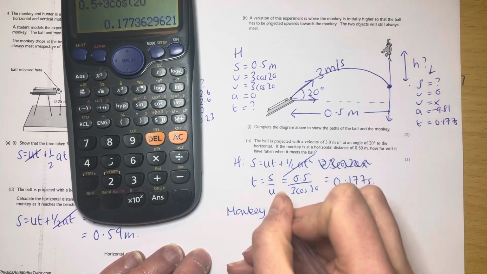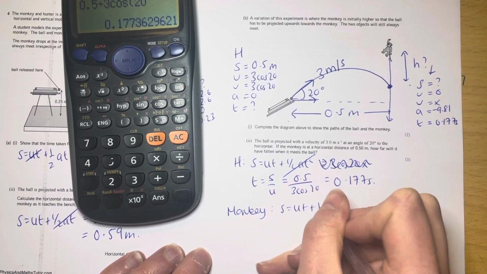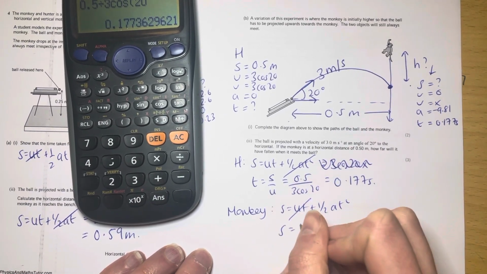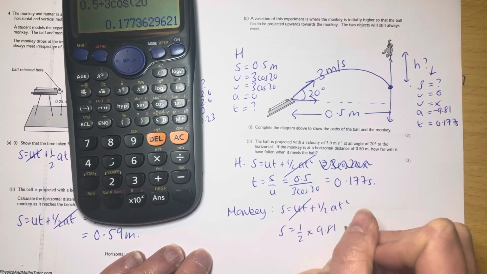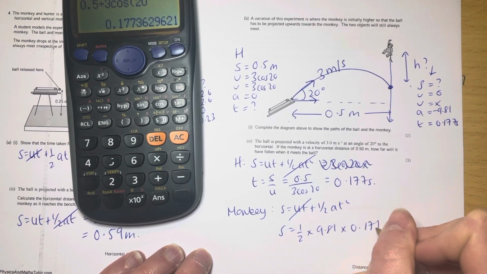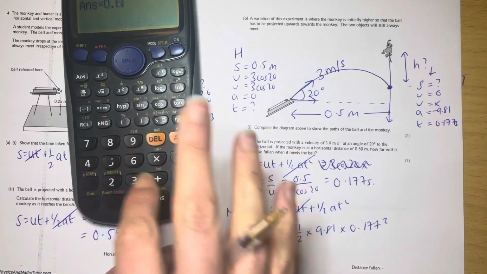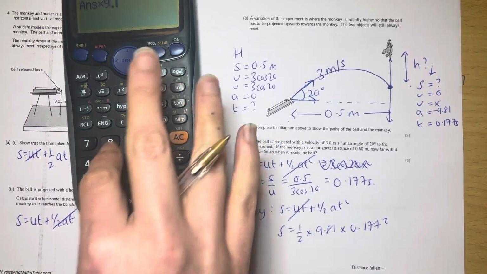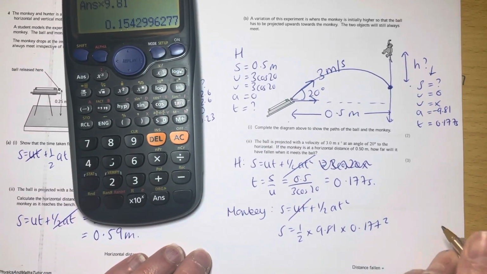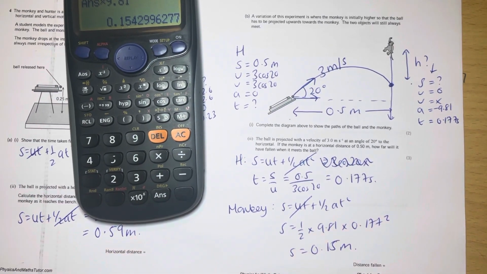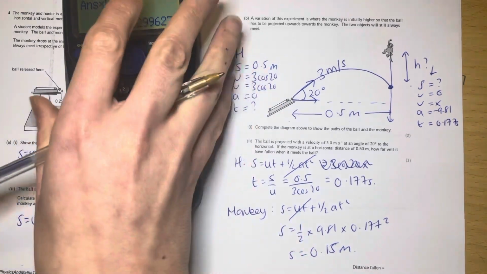So to work out S, guess what? S equals ut plus 1/2 at squared. Ut disappears. S equals 1/2 times 9.81 times 0.177 squared. Square that times 0.5 times 9.81. The monkey has fallen 0.15 metres. I really hope that's correct. Perfect, got it right. Okie doke.